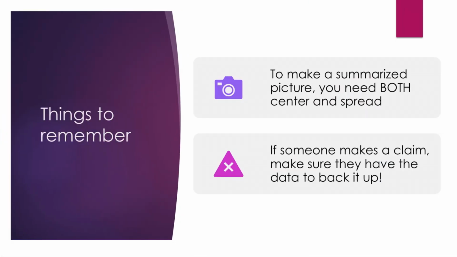Some things to remember from this analysis of data: to make a summarized picture, you need both center and spread, because just knowing the center doesn't tell you anything, and just knowing the spread doesn't tell you anything. You need to know both so that you can see where the middle is and where the rest of the data is. And if someone makes a claim, make sure they have the data to back it up. You might be on the internet one day and see that 60% of people really like this video. Who's the 60%? How did they ask? What is the spread? What is the measure of center here? Just make sure that they have the data, and now you have a better idea of what kind of data to ask for.